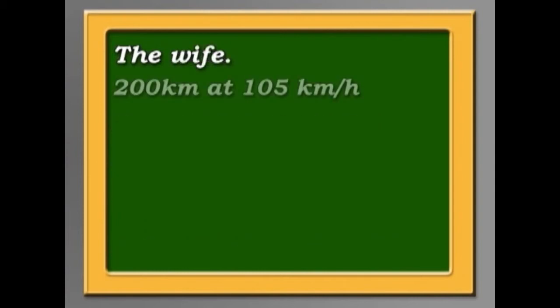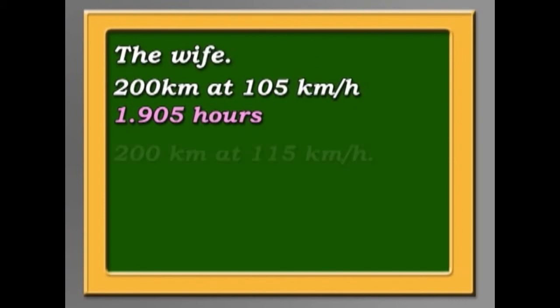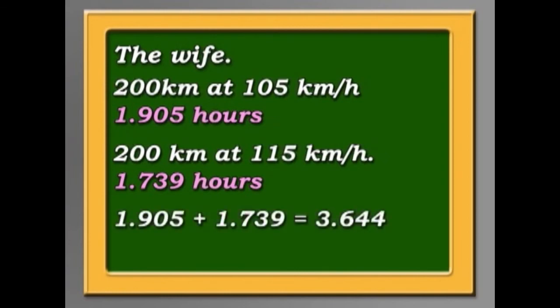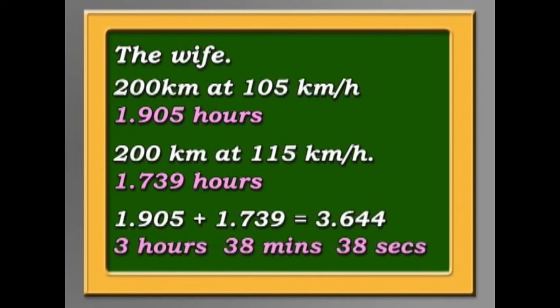Now the wife, she drives 200 kilometers at 105 kilometers an hour, and that takes 1.905 hours. She then drives another 200 kilometers at 115 kilometers an hour. So that means 1.739 hours. If you add these 2 together, you get a total of 3.644 hours. And if you convert that decimal into hours, minutes and seconds, you get 3 hours, 38 minutes and 38 seconds.